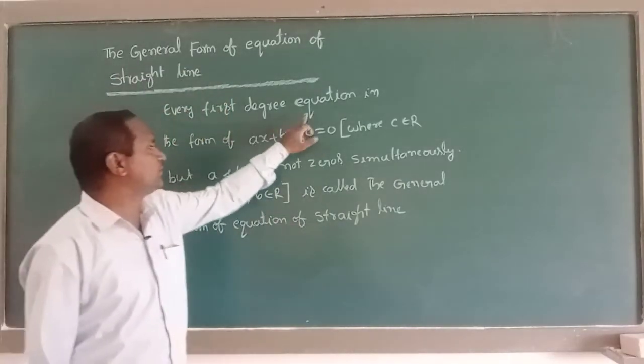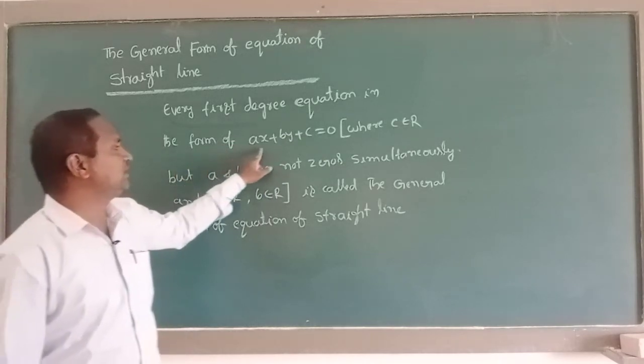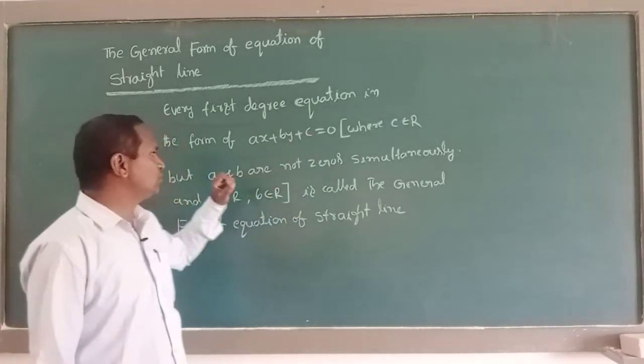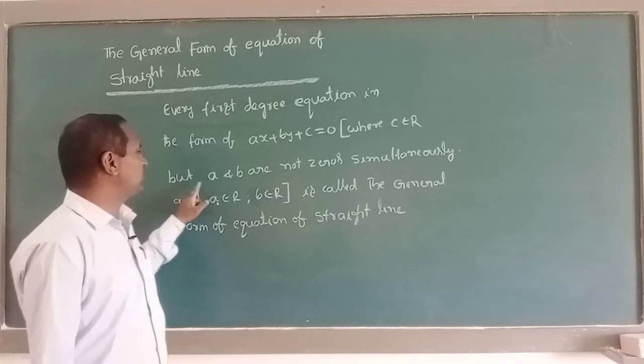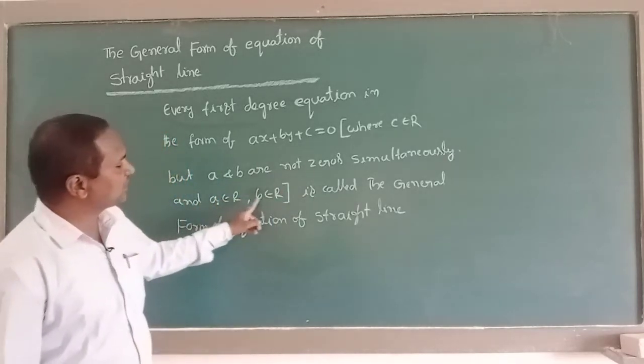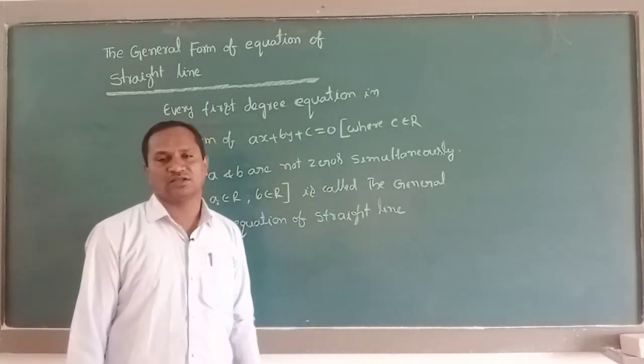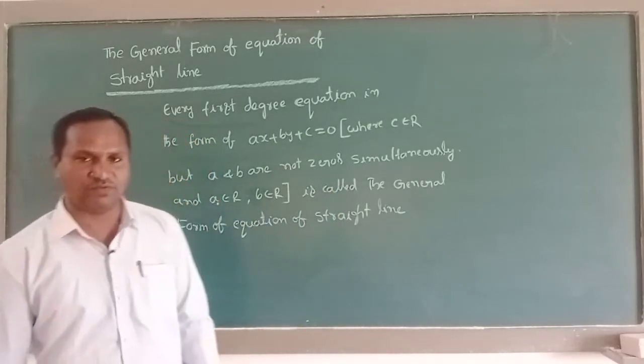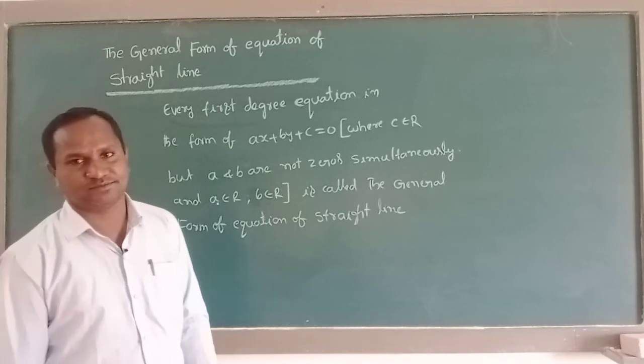Every first degree equation in the form of ax plus by plus c is equal to 0, where c belongs to capital R but a and b are not 0 simultaneously, and a belongs to capital R, b belongs to capital R, is called the general form of equation of a straight line.